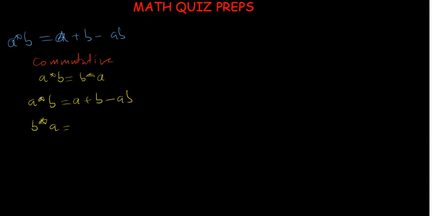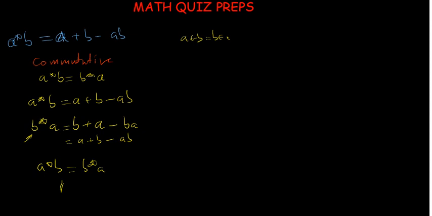In this case, our first number is b, so that will be b plus the second number a, and then minus ba. Of course we know that a plus b is the same as b plus a, and that ba is the same as ab. So what we are saying is a star b is equal to b star a. Then this is commutative.